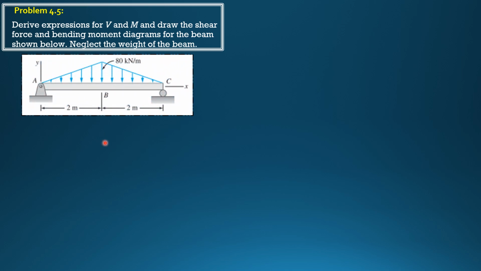So here we go. For the reactions, it is half of the total load. So call that AY, AX is 0, but not important. R sub C, AY equals R sub C equals 1/2 of 4 times 80. So 1/2 of 4 times 80. So 80 kilonewtons as shown.